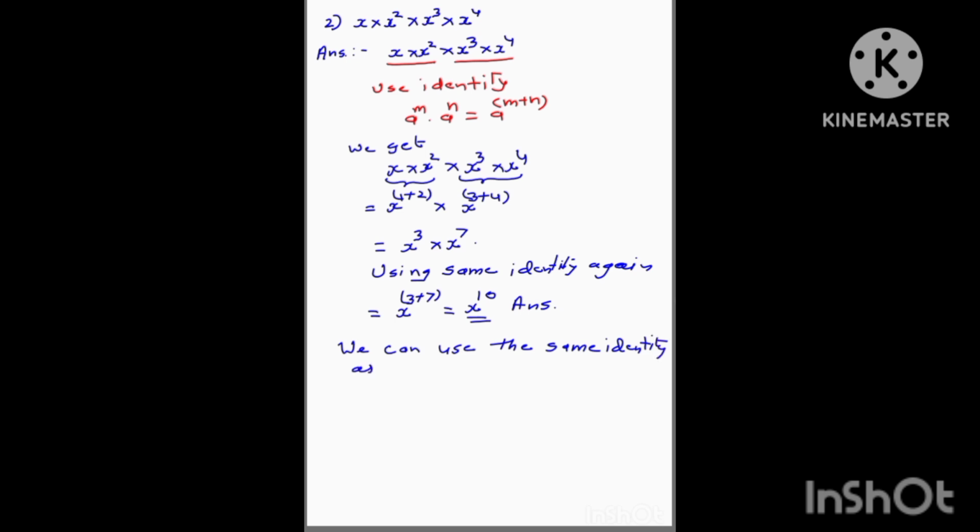So, see, we are rewriting the problem: x into x square into x raised to 3 into x raised to 4. So this is equal to x raised to 1 plus 2 plus 3 plus 4, that is, you are adding all the powers. Okay, that is x raised to 10. That is the answer, the same as this. Okay, so you know how to apply.